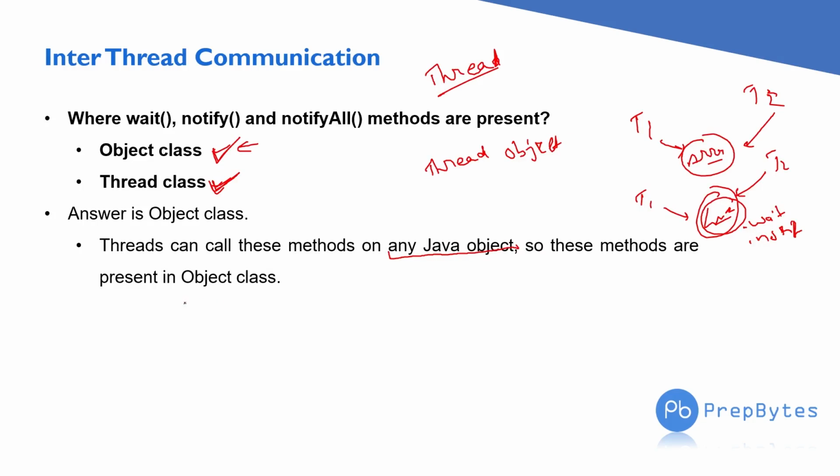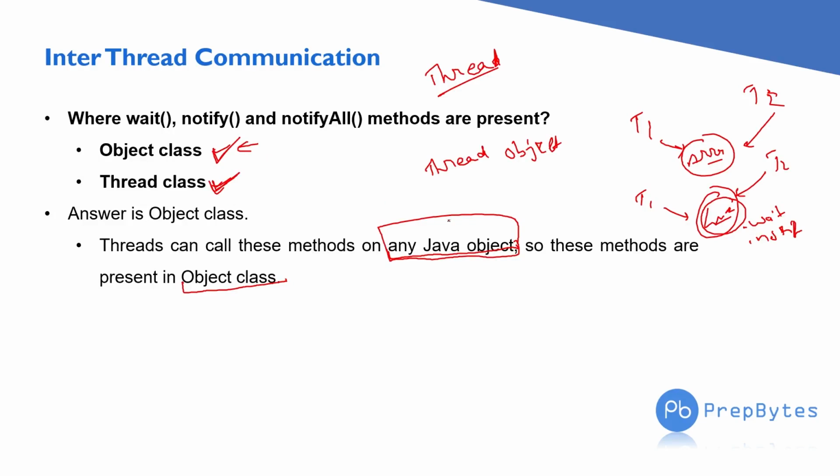So these methods are present in the Object class. Why? Because there is only one class, the Object class, whose functions are accessible to any Java object. Correct? This line is important, that is, any Java object. Threads can call these methods on any Java object, so these methods are present in the Object class. This is very confusing, and this question is asked many times in interviews. So where are the wait and notify methods present? They are present in the Object class. And what is the reason?